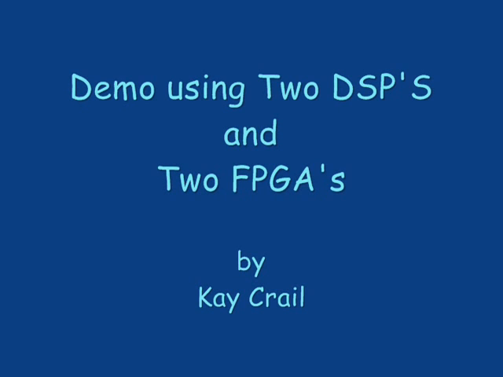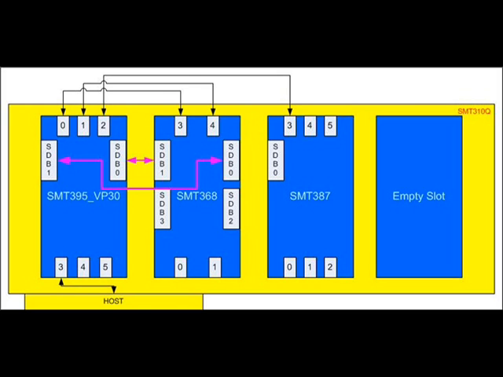Hello, I'm Kay Crail, and in this demo I will present you with an application that targets two DSPs and two FPGAs. The DSPs are on the SMT395 and SMT387 modules. One of the FPGAs is an attached FPGA on the SMT395 VP30 module, and the other is on the SMT368.